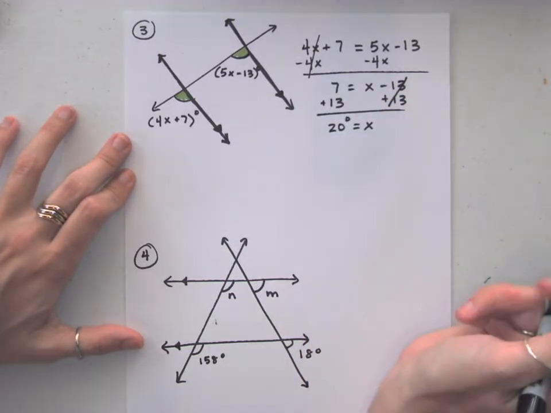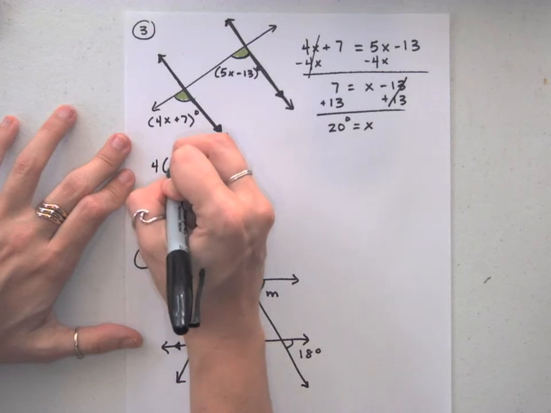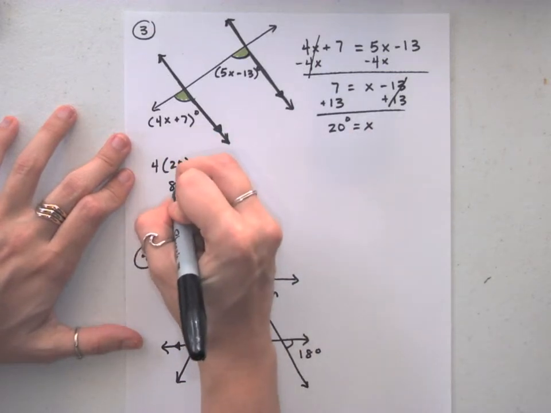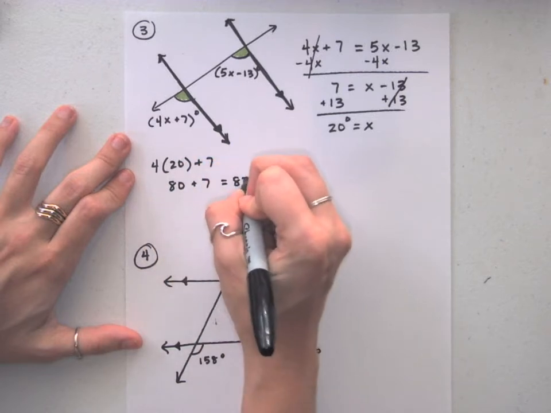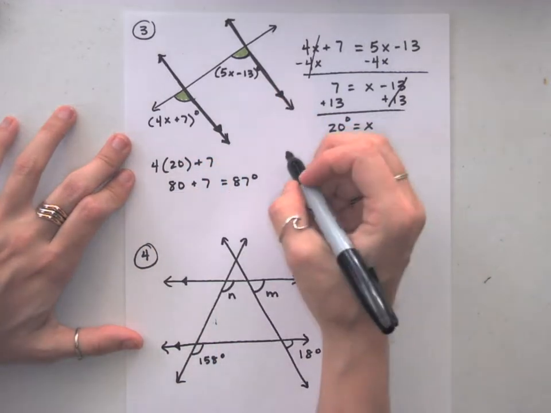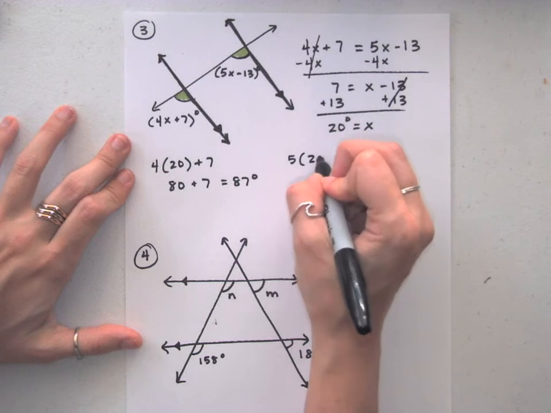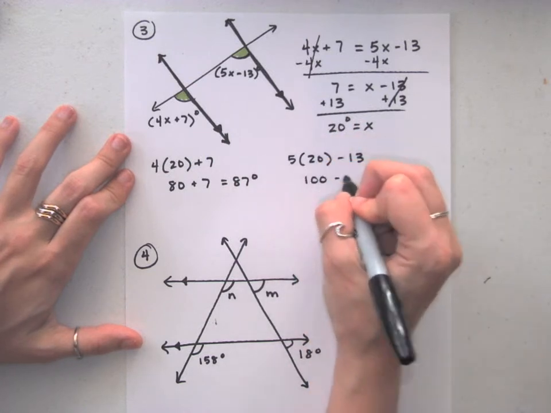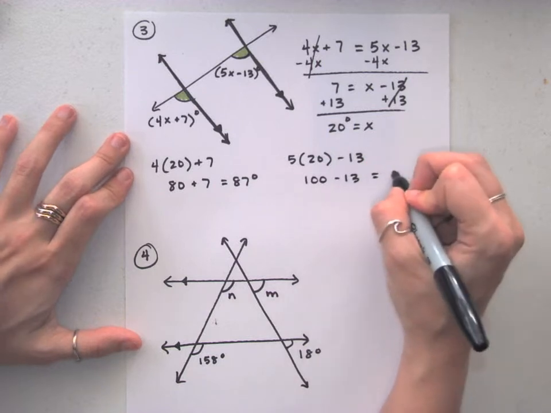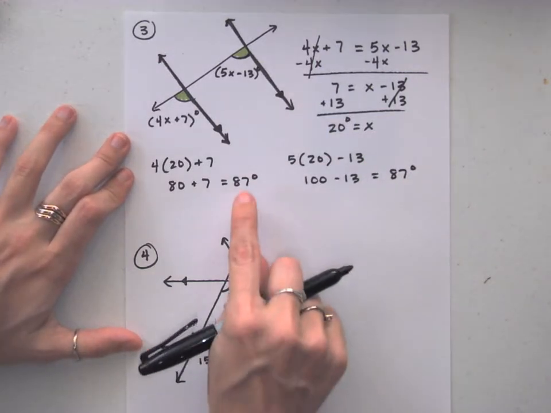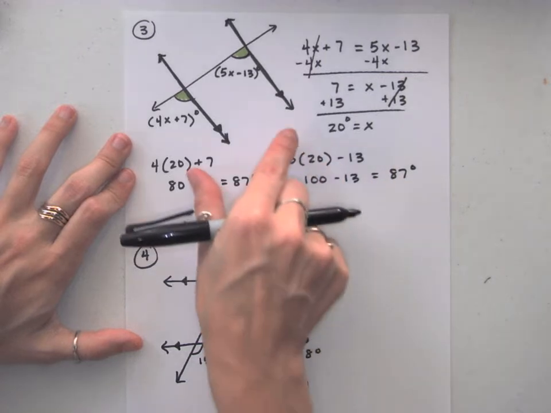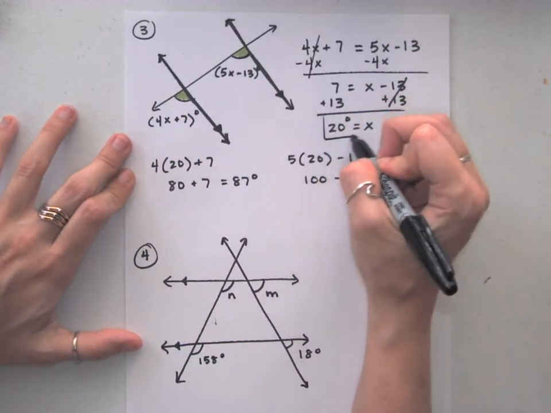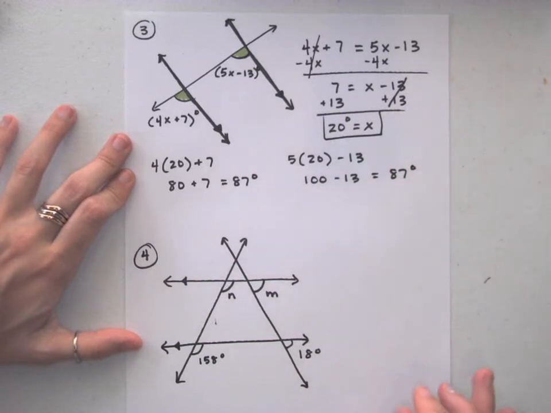And we can double check again. 4 times 20 plus 7. 4 times 20 is 80 plus 7, that's 87 degrees. And then for this angle, we have 5 times 20 minus 13. 5 times 20 is 100, minus 13 is also 87 degrees. And since 87 degrees equals 87 degrees, that tells me these are both congruent. They're both 87 degrees. So x is 20 degrees.